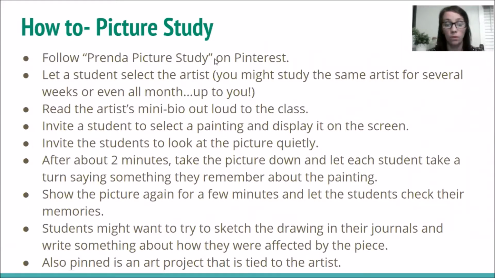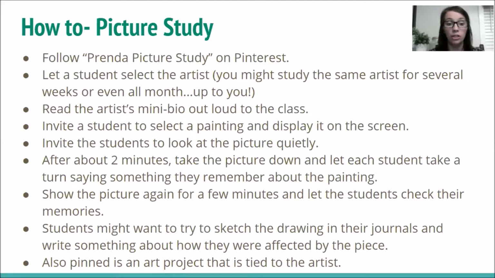Okay, so you put the picture up and you invite the students to look at the picture quietly. After about 2 minutes, you take the picture off of the screen, and then you let each student take a turn saying something they remember about the painting. So they just go around the circle and they'll say like, oh, the picture was of a train, or there was a lot of smoke in the picture, or there was a boy and he was wearing a red hat, or something like that. Just any little detail that they remember, they'll share. And you can even go around again and see how many details about this picture you can kind of recreate as a group.